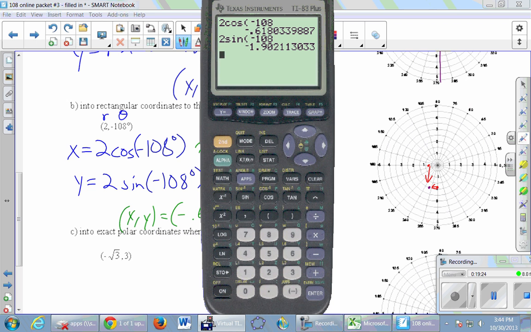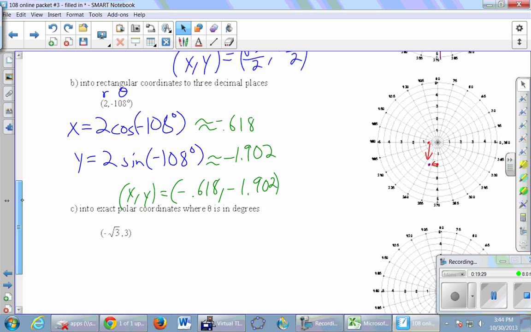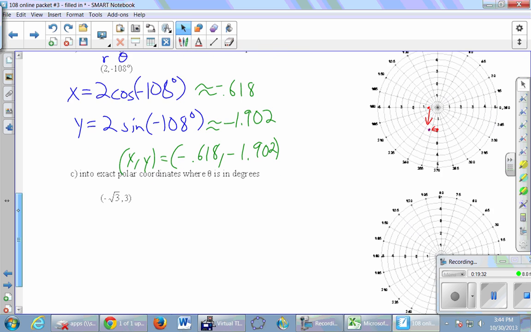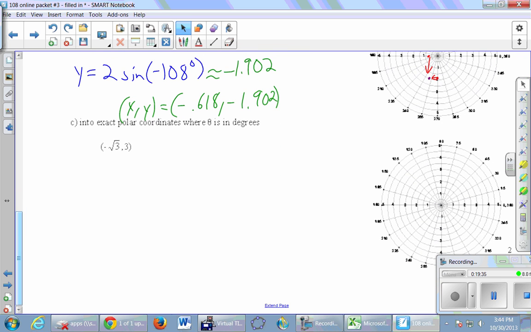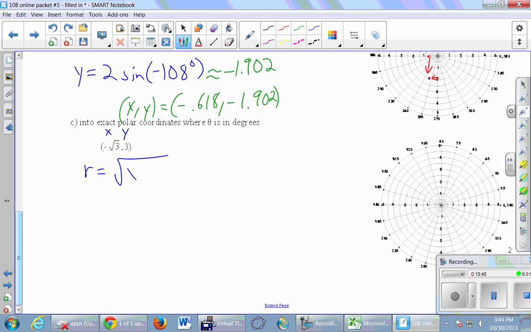So again, that's how you convert from this kind of foreign r and theta land, polar land, into standard XY land. Okay, C says into exact polar coordinates where theta is in degrees. Okay, so if we're going into polar, then this must be x and y at the moment. Okay, so the r formula, it's up above, square root of x squared plus y squared. Negative root 3 getting squared plus 3 squared. So square that negative root 3, it just becomes 3 plus 9, root 12.